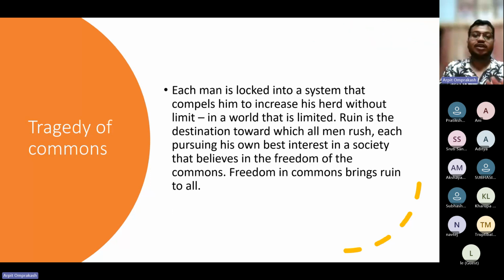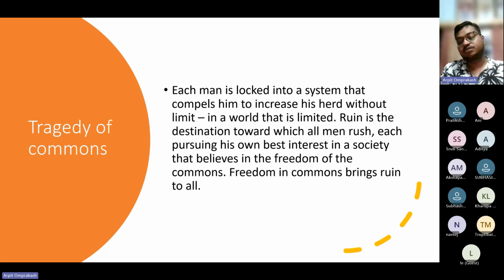So what is the tragedy? Each man is locked into a system that compels him to increase his herds without a limit in a world that is limited. Ruin is the destination towards which all men rush, each pursuing his own best interest in a society that believes in the freedom of the commons. Freedom in commons brings ruin to all.